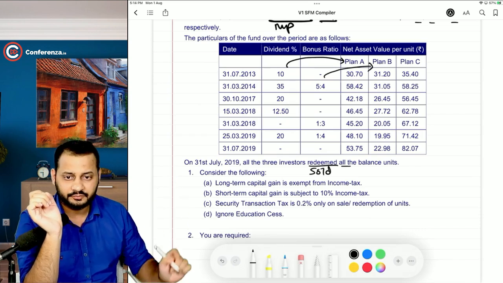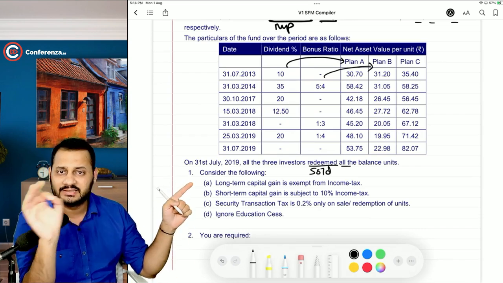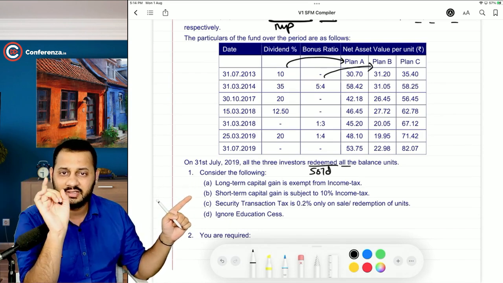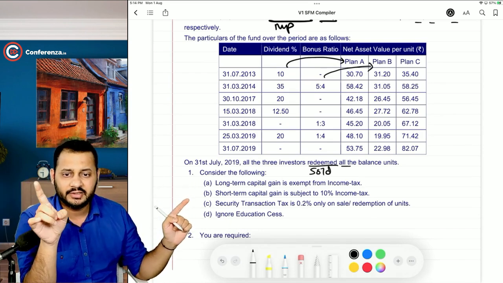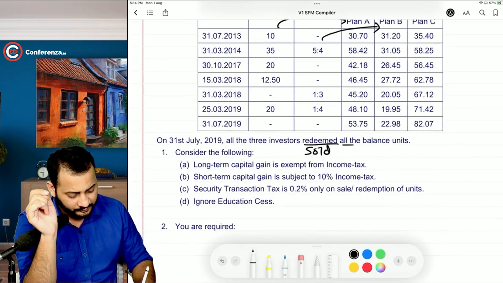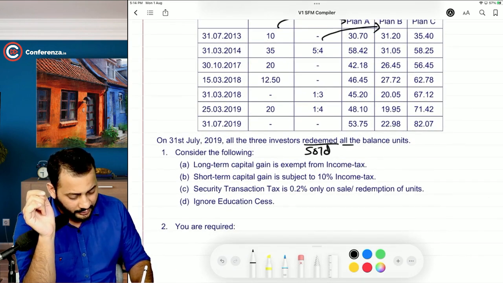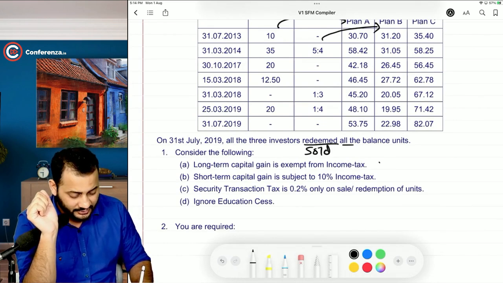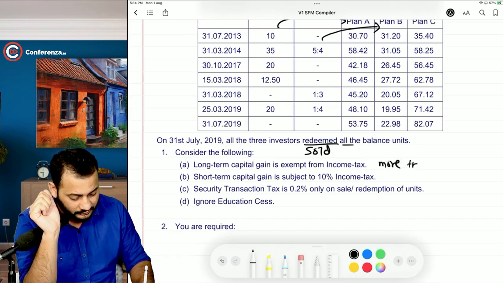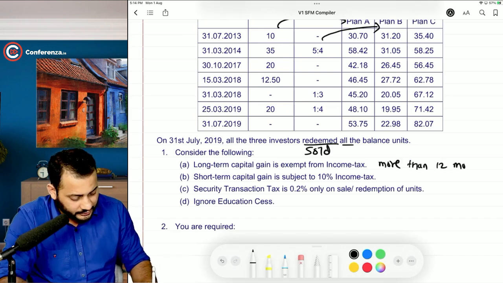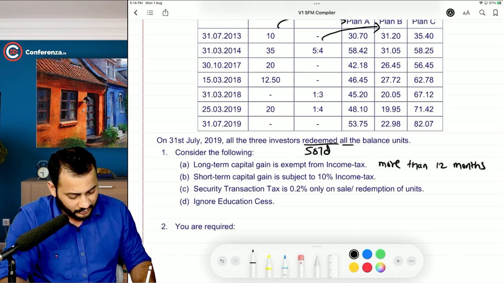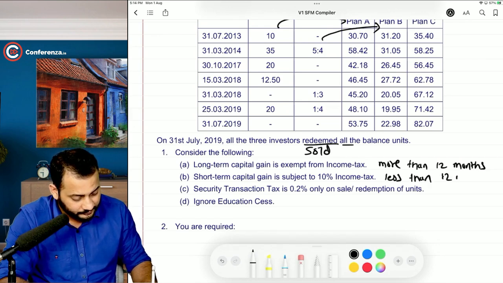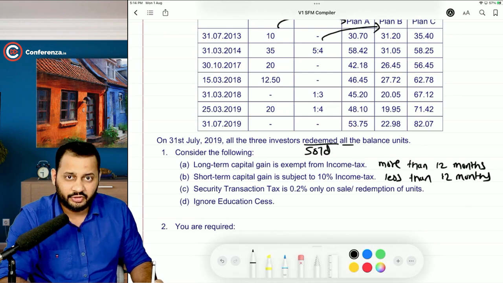Consider the following. Long-term capital gain is exempt from income tax. Short-term capital gain is subject to 10% income tax. So when do you call it a long-term? When the securities have been bought and sold, and the gap between the buying and selling of the securities is more than 12 months, it will be covered under long term. And if the buying and selling activity of the same unit happens in less than 12 months, it comes under short term capital gain.